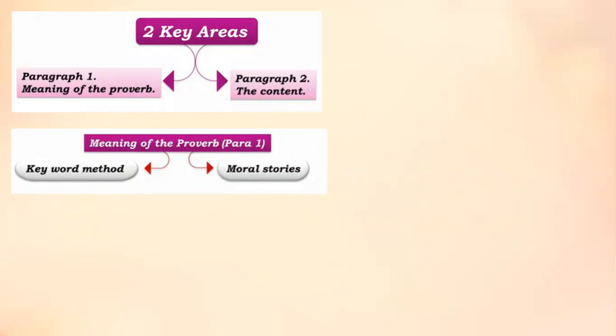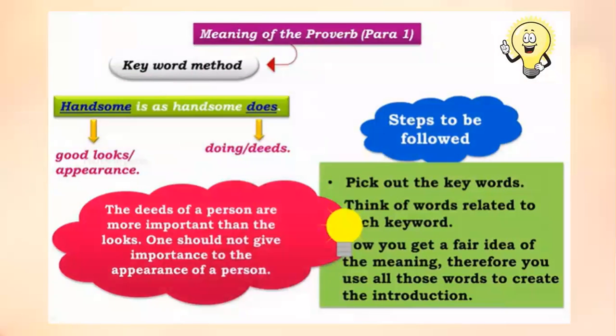Now, there are two ways to find out the meaning of the proverb. The first way is the keyword method. Like if the proverb is "handsome is as handsome does." Now you pick up the two keywords in the proverb, that is handsome and does. Then you write the words which are related to the keyword handsome. So what are the various words or things that come into your mind when I say handsome? When I say handsome, it might strike you as good looks or the appearance of a person or a person's well-being. So all those words can be related to handsome.